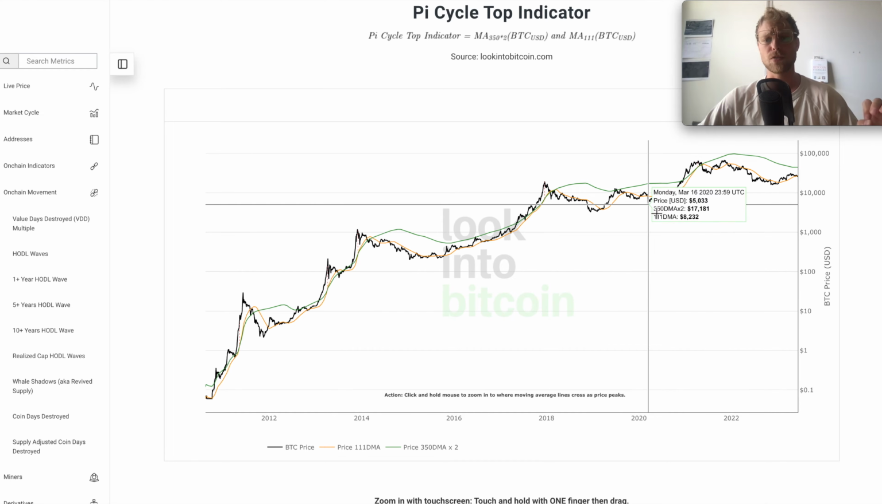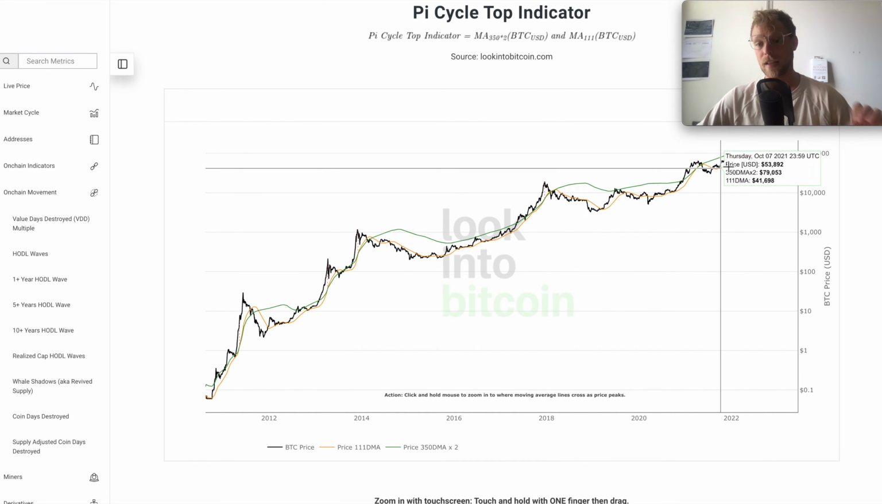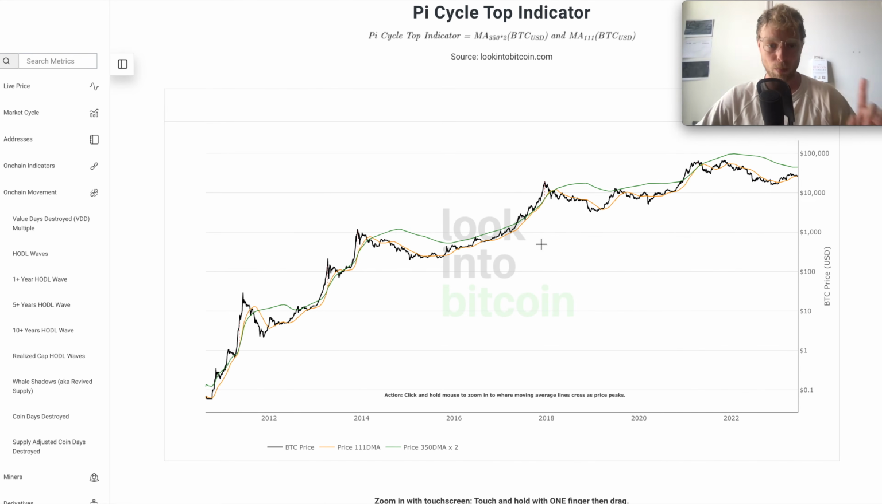So I think it's very interesting, and I'm definitely going to watch this indicator in the future as well because of its significance in the past. However, I'm still a little bit skeptical about this indicator, but I just think it's really representing the cyclical nature of Bitcoin.